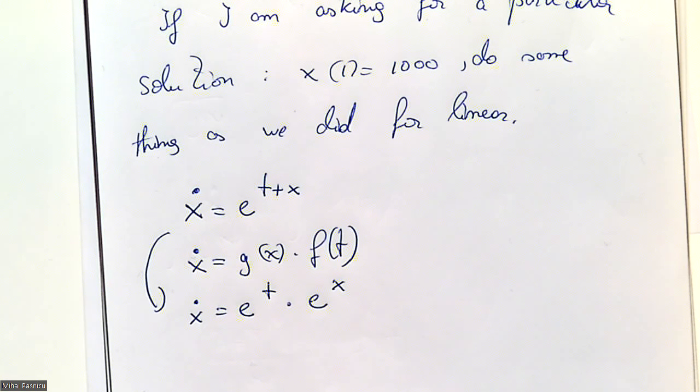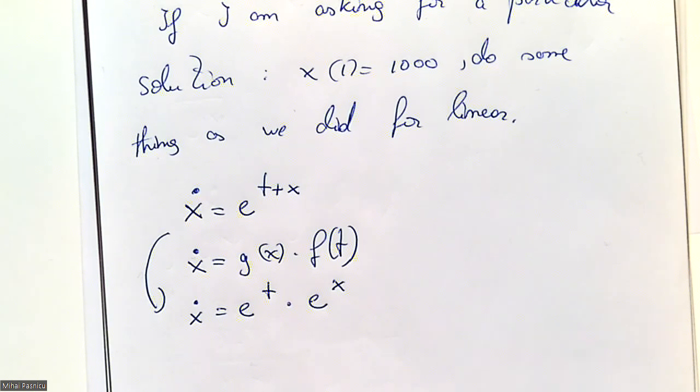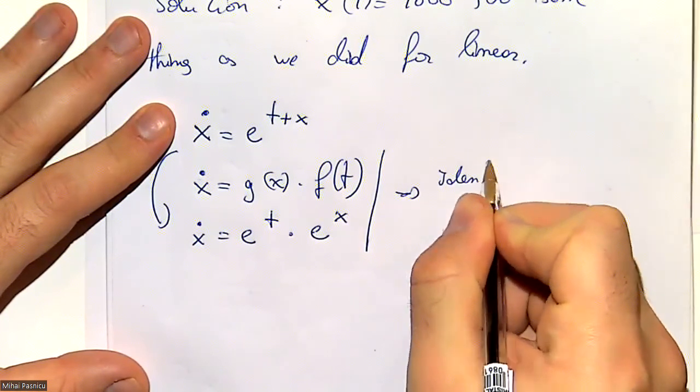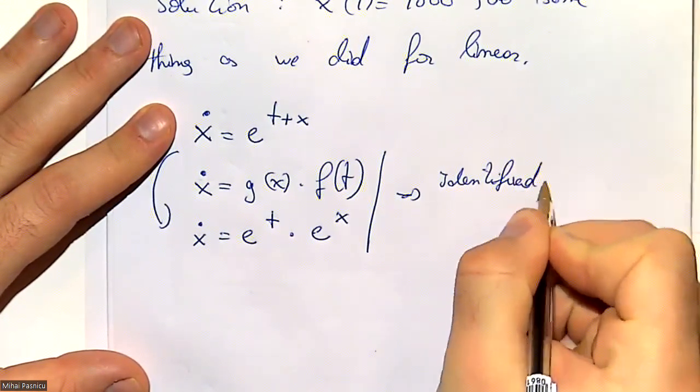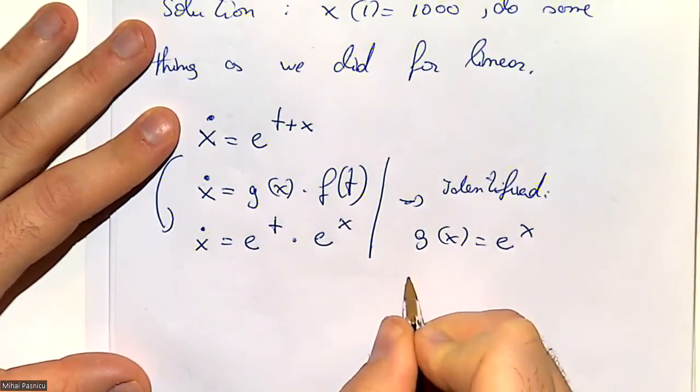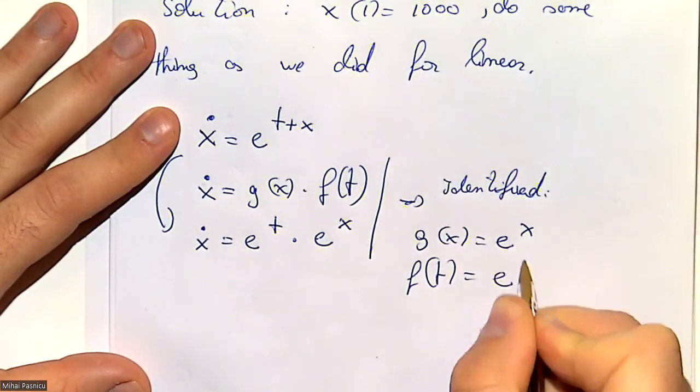And now I can identify. Once you've reached the form of the differential equation that resembles what we did in class, you can identify and then you can start computing the integral. And that's literally it. There's nothing more to it. So let's do it. We identified g of x is equal to e to the power of x, and f of t is equal to e to the power of t.